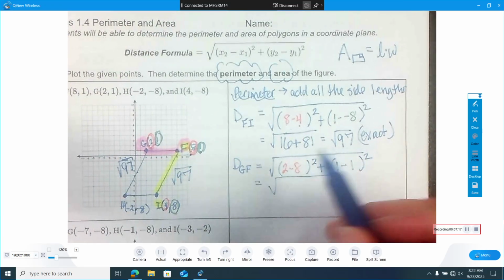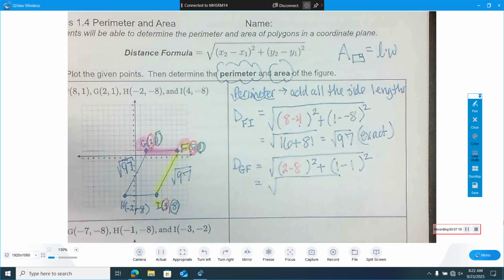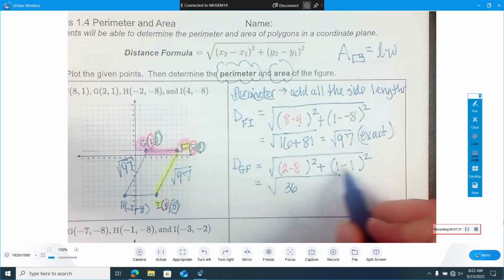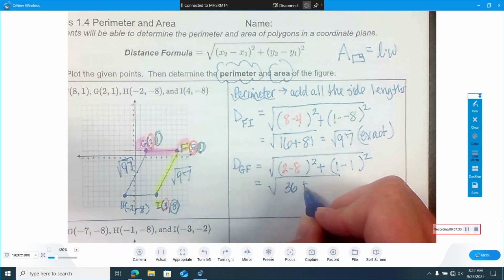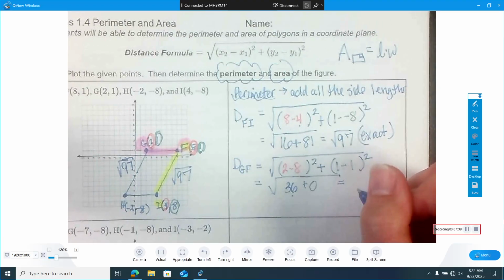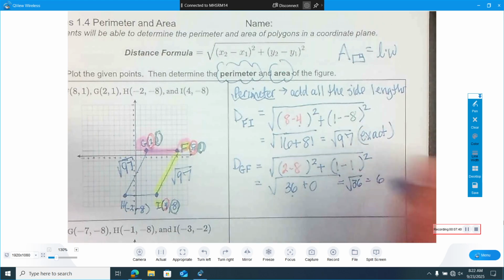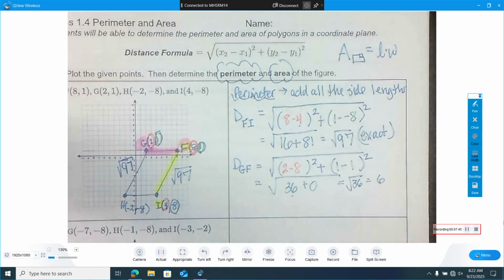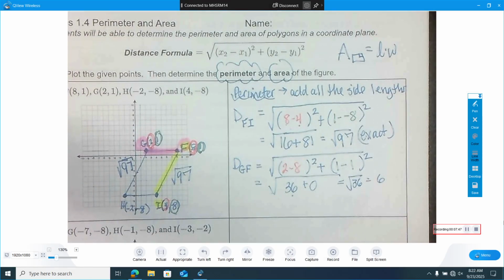Let's see. So 2 minus 8 is negative 6. And negative 6 quantity squared is 36. Negative 6 times negative 6 is positive 36. And here we get 1 minus 1 is 0. Oh, so it's just the square root of 36. What is the square root of 36? It's just 6, which I could have gotten just by counting blocks: 1, 2, 3, 4, 5, 6. Okay, who knew? This line is perfectly horizontal.